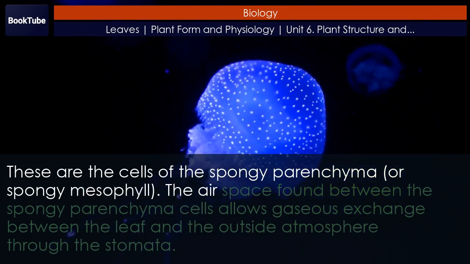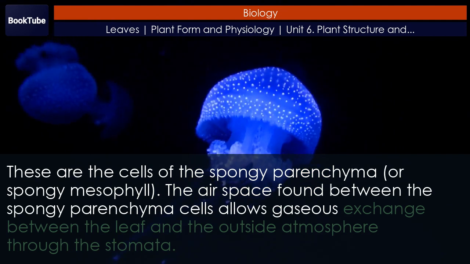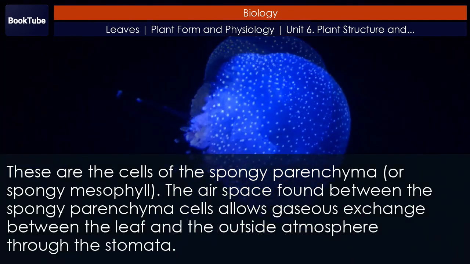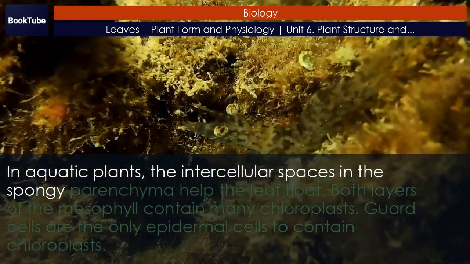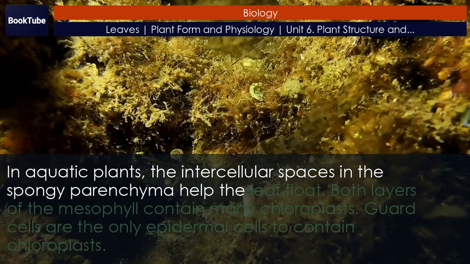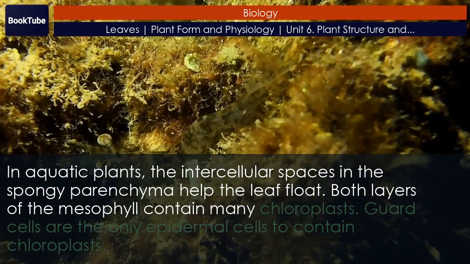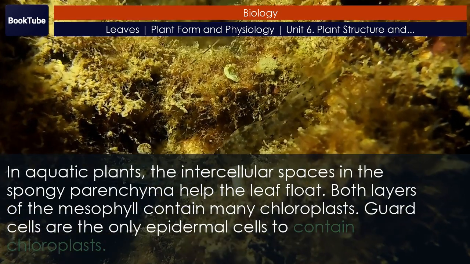The airspace found between the spongy parenchyma cells allows gaseous exchange between the leaf and the outside atmosphere through the stomata. In aquatic plants, the intercellular spaces in the spongy parenchyma help the leaf float. Both layers of the mesophyll contain many chloroplasts. Guard cells are the only epidermal cells to contain chloroplasts.